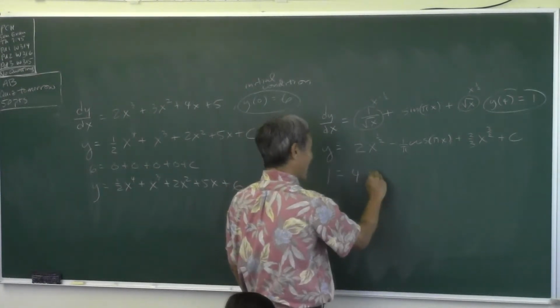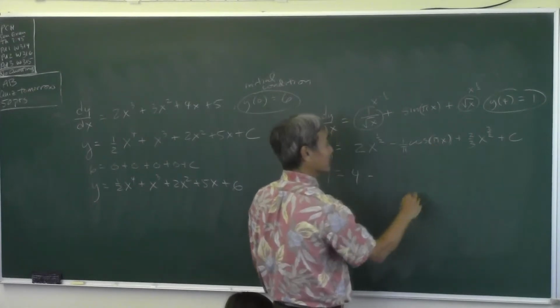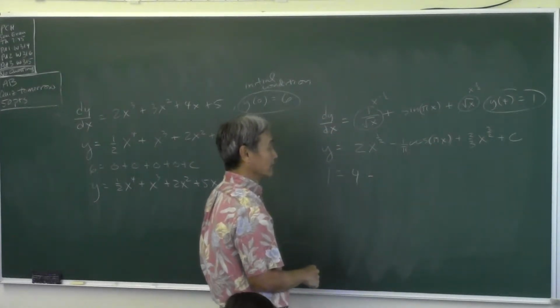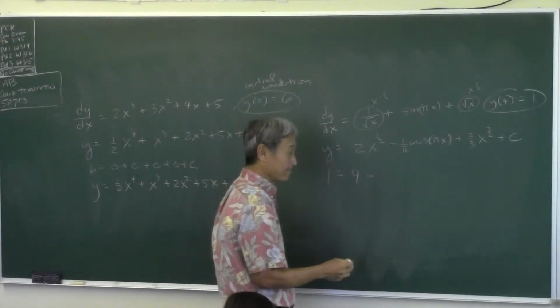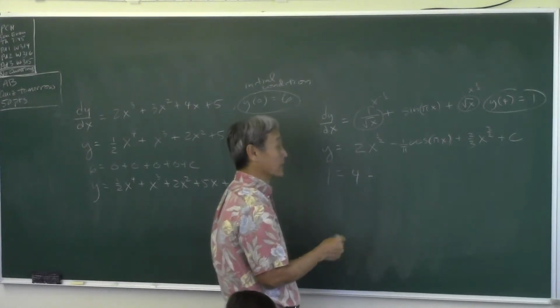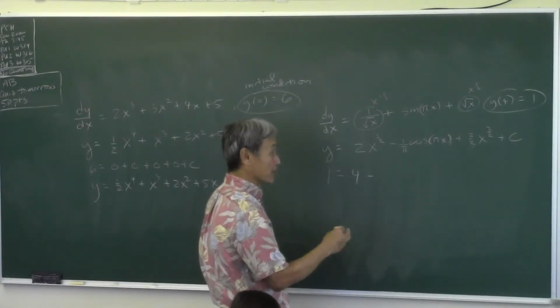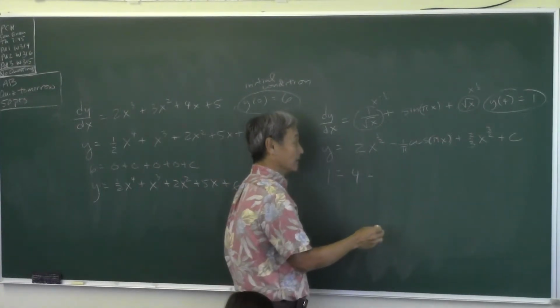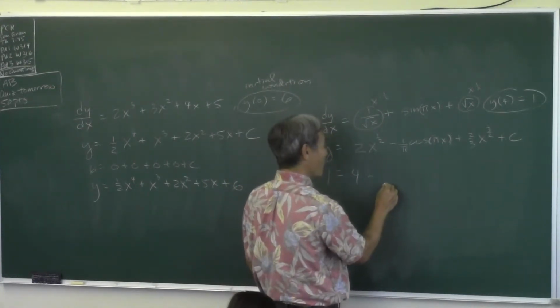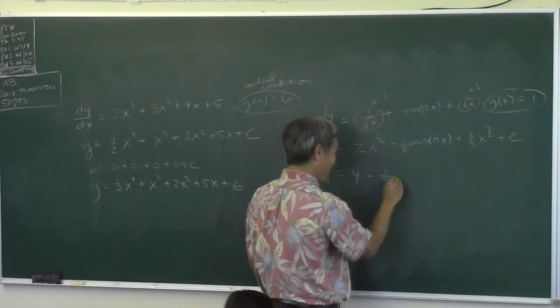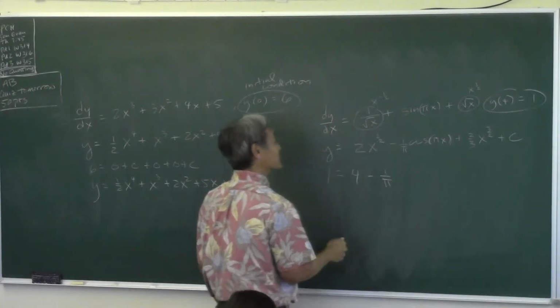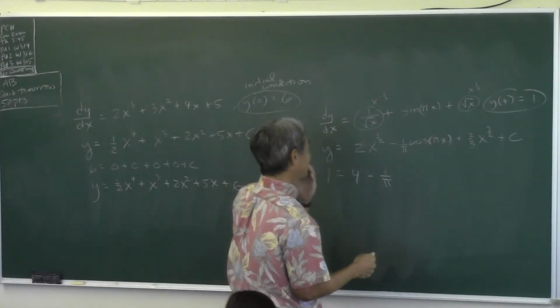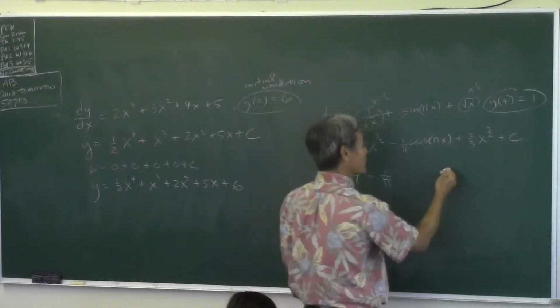4 minus, plug in 4 here. Cosine of 4 pi is 1, right? Because cosine of 2 pi is 1. Cosine of 0 is 1. So 1 over pi. Why do we have problems with trig values? We just do. And that's a quadrantal angle.